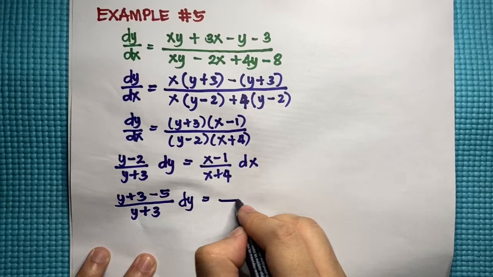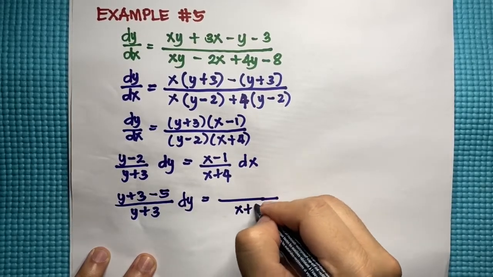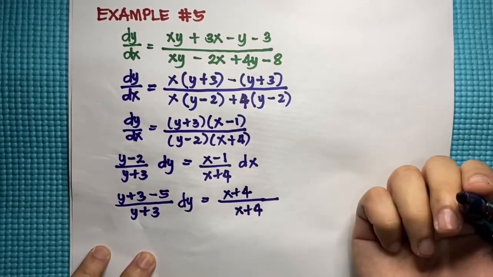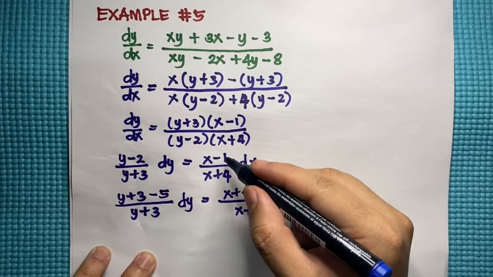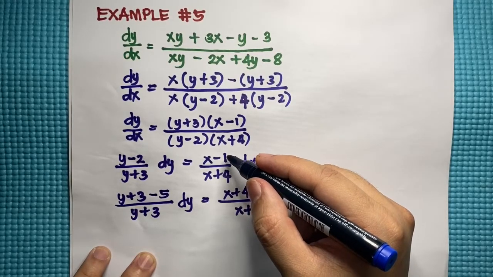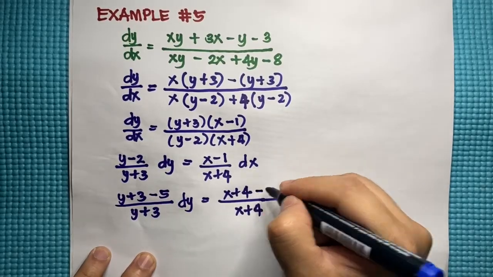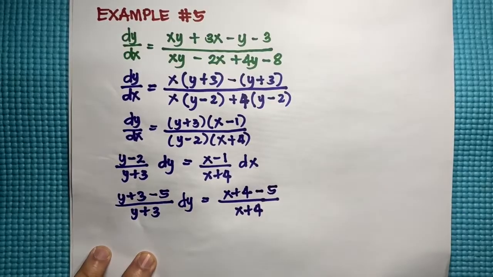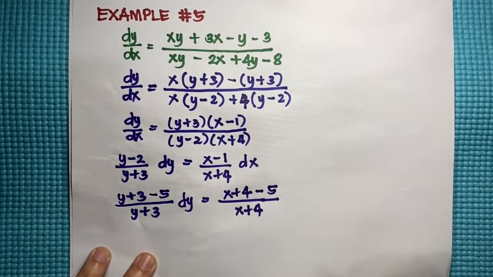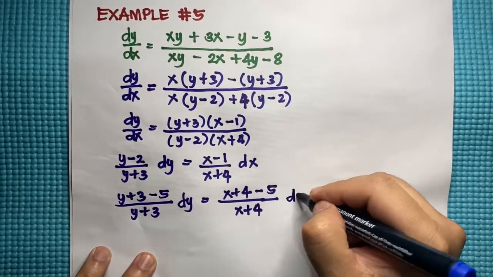Similarly, that's what we will be doing on the right-hand side. If we have x plus 4 in the denominator, we should have an x plus 4 in the numerator as well. But what we have there is a minus 1. So we have plus 4 here, and to give us a minus 1, we should have a minus 5 in the numerator. So 4 minus 5 would be negative 1, which is the same as the one above.